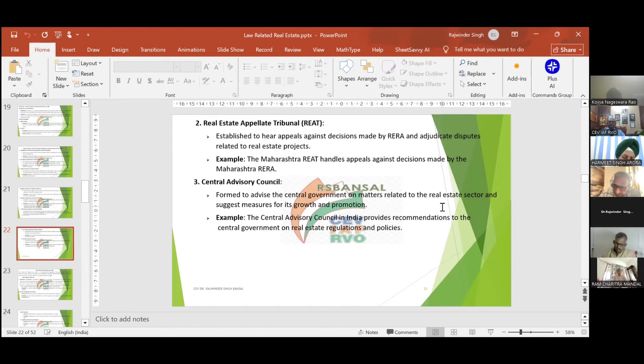Then the Central Advisory Council. It is formed to advise the central government on matters related to the real estate sector and suggest measures for its growth and promotion. For example, the Central Advisory Council in India provides recommendations to the central government on real estate regulation and regulation process.